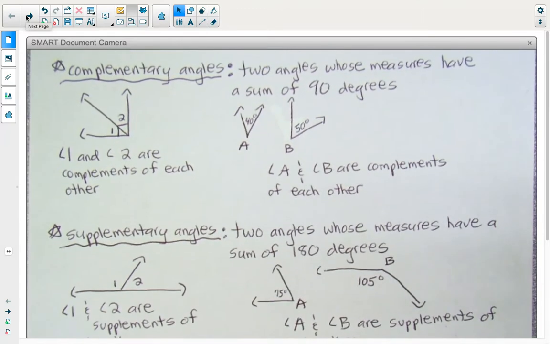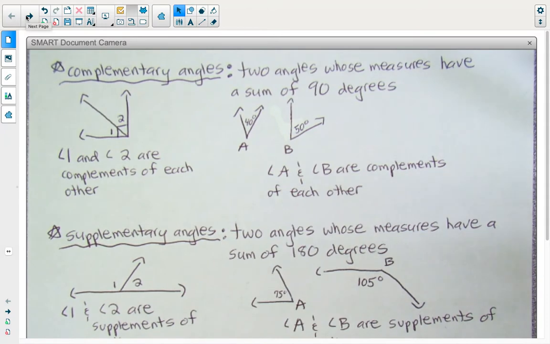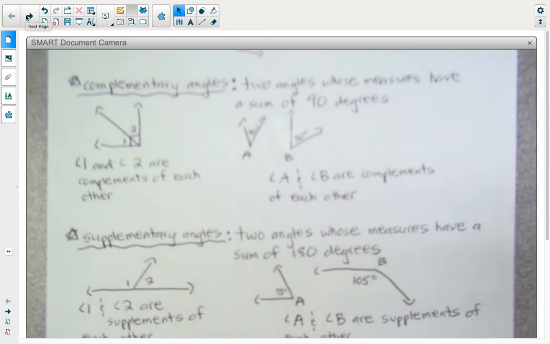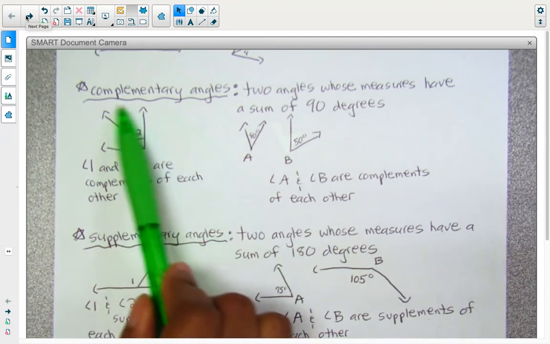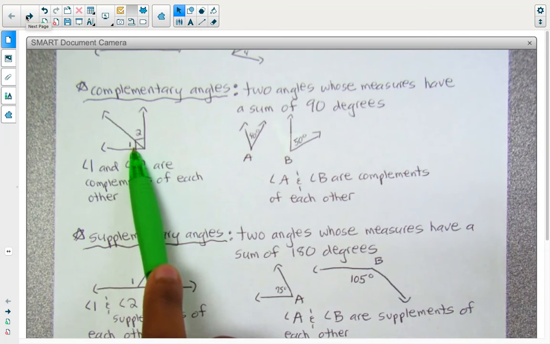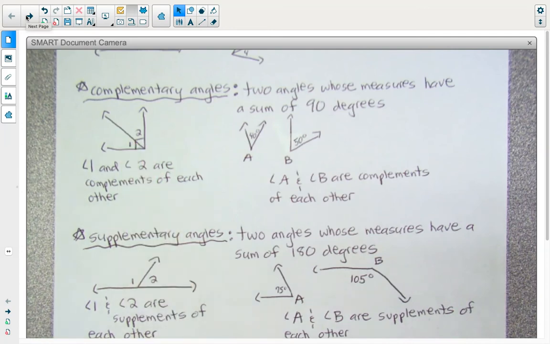All right. Next, we have complementary angles. Two angles whose measures have a sum of 90 degrees. So 90 degrees is complementary. So I have a picture over here, it makes a right angle because a right angle is 90 degrees. Angle 1 and angle 2 are complements of each other.